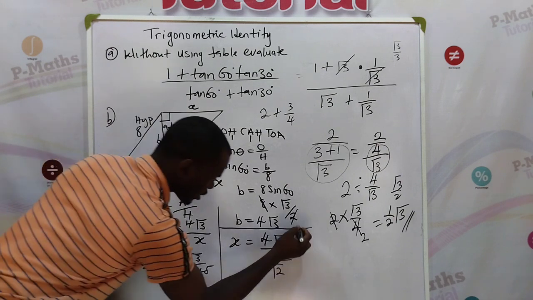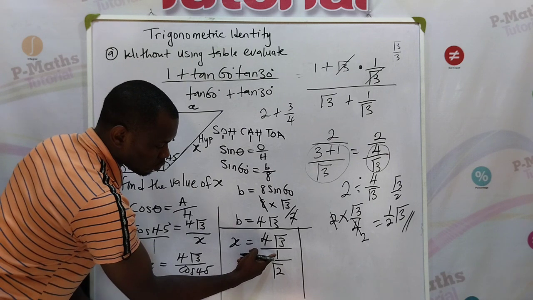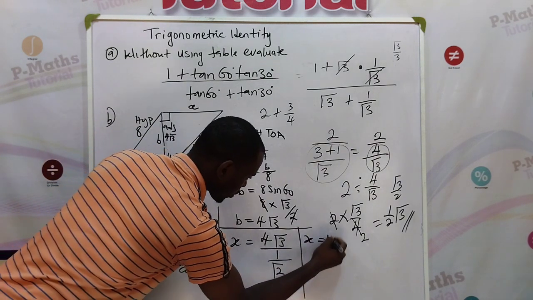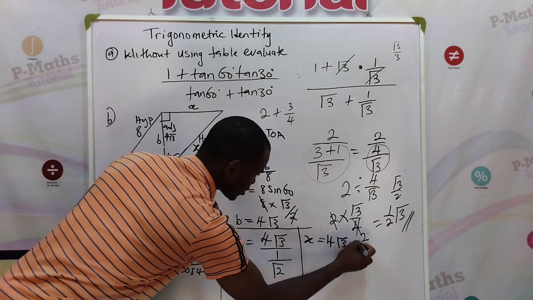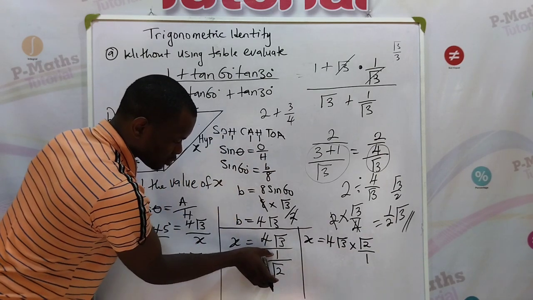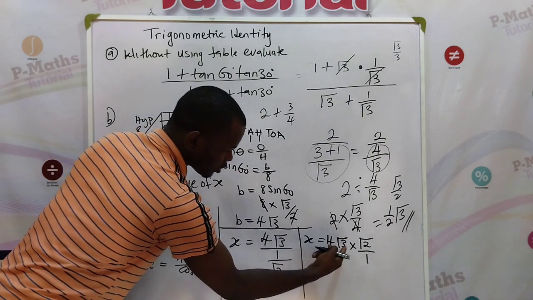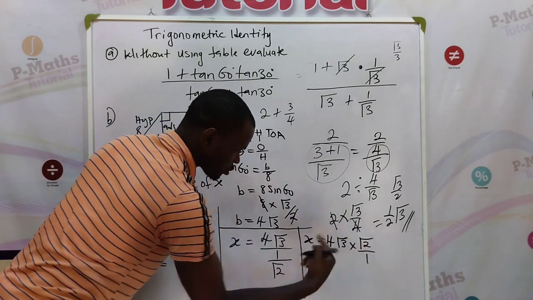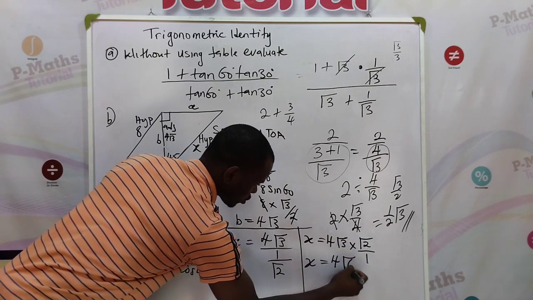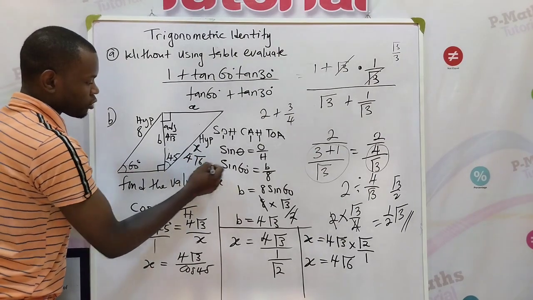Finally, we simplify here. To simplify here, take the reciprocal of 1 over root 2. That means we have x equal to 4 root 3 times root 2 over 1. Taking the reciprocal of this to multiply this numerator. So square root of 3 times square root of 2 is square root of 6. So we have x equal to 4 square root of 6, which is the length of x. And that becomes the solution.